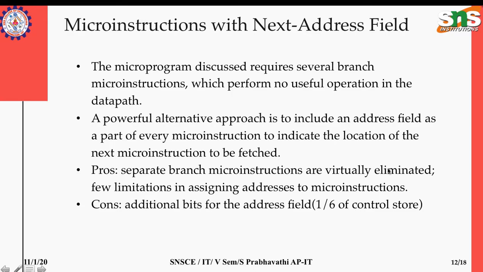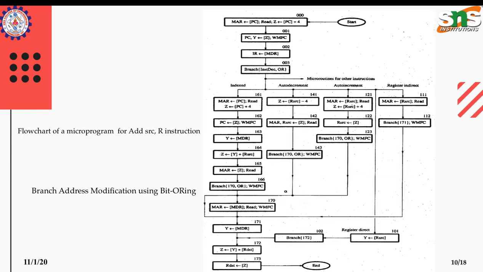Here, micro instructions with next address field. This is completely new. The thing we have discussed so far involves branching, is it not? Here 2 branchings are involved. We need to pick up one of the addressing modes. For that, the bit ORing technique is used to identify the address, and again at this position, alpha. So what does it mean? One of these combinations: auto increment, auto decrement and indexing.